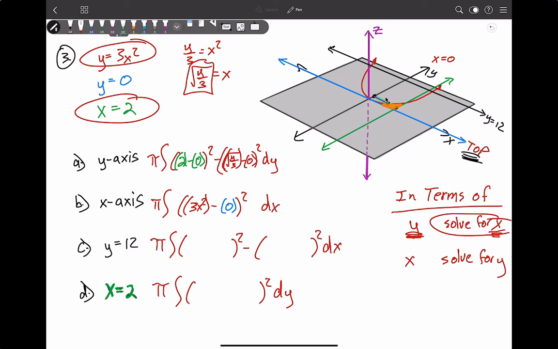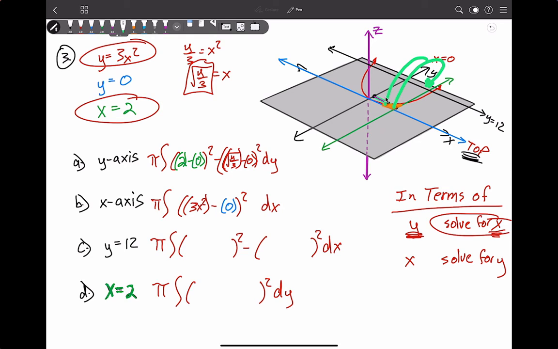We're going to revolve it about y equals 12. That means it's going to come way out here and then dip around y equals 12, and then come way out here and dip around y equals 12. So again, that's why we have these dx slices, because they're parallel to the y-axis.